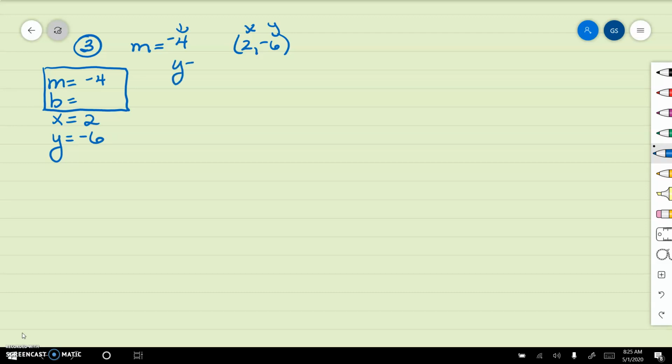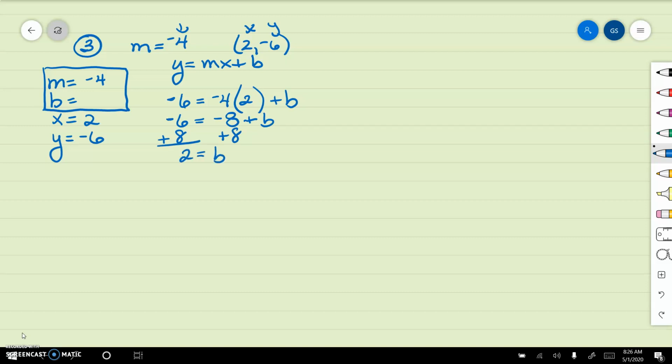We write the formula, y equals mx plus b. We fill in the numbers that we know in the formula. So for y, we're going to put a -6. Equals, and then m we're going to put -4 times x, so that's a 2, plus b. Okay, so -6 equals -8 plus b. We're going to add 8 to both sides, and we get 2 equals b, also known as b equals 2.